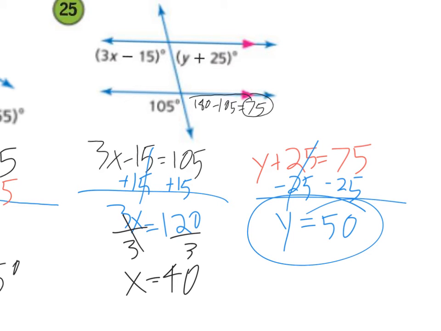And I don't need to figure out the angle measures of this. Oh wait, no, I don't, because I know that this is 105, so that's 105. And I know that this is 75, and that's 75. So I don't need to plug these back in to figure out the angle measures. So number 25 here is done.